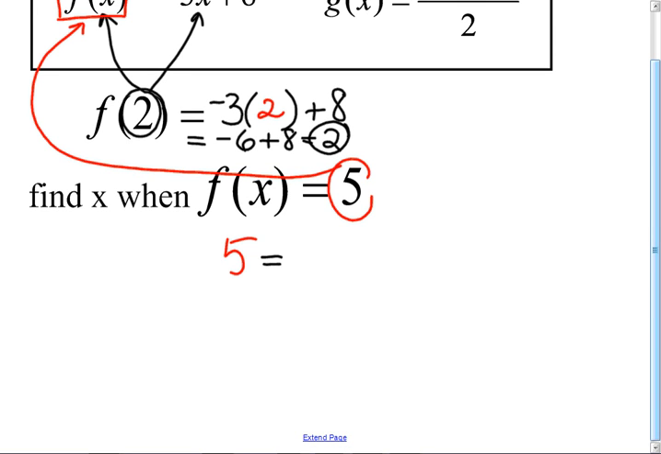5 equals my function, negative 3x plus 8. Can you solve for x to find the input? And how do you do that? You remember how to do this. This is good review for the cumulative test.